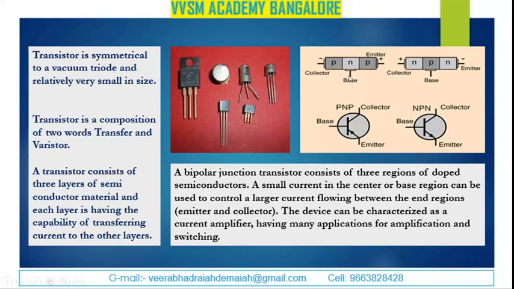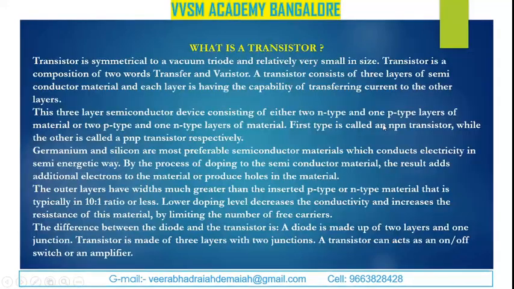So this is the transistor, which consists of collector and emitter. There are two types of transistors, PNP and NPN. In PNP, N is the base, and in NPN, P is the base. So these are the symbols used in transistors. What is a transistor? You know that. A transistor is similar to a vacuum triode and relatively very small in size.